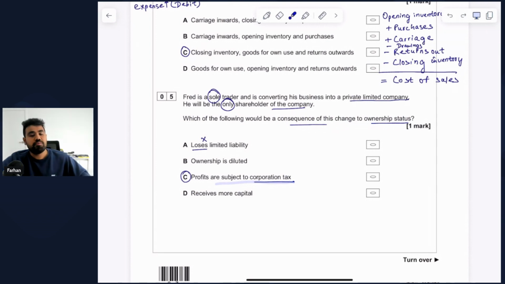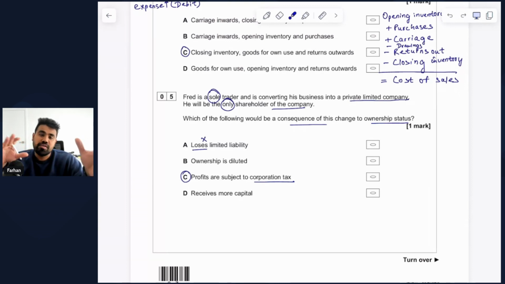So, Fred was previously a one person sole trader, and now he has converted his business into a private limited company, which separates himself and the business from each other. What I'm trying to say here is that the business is a separate entity, and Fred is seen as an employee of the business who is also a shareholder of the business or a director of the business. Now, when you change ownership status from sole trader to a private limited company, you're subject to the corporation tax that is applicable for UK citizens and UK companies.